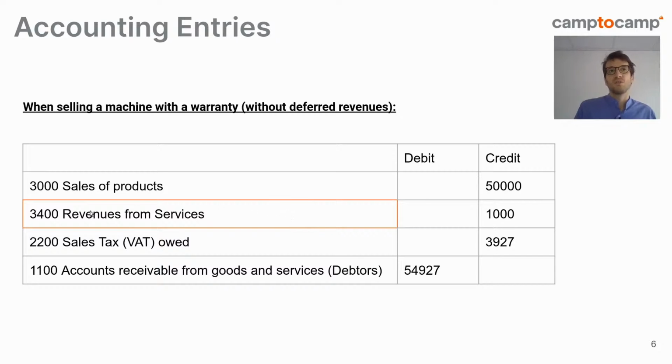So on this line, this is the issue I mentioned just now. We recognize revenue for the 12 months directly when the invoice is posted.